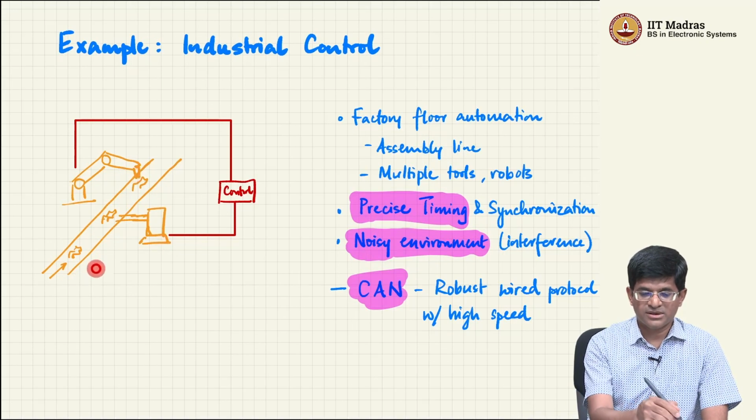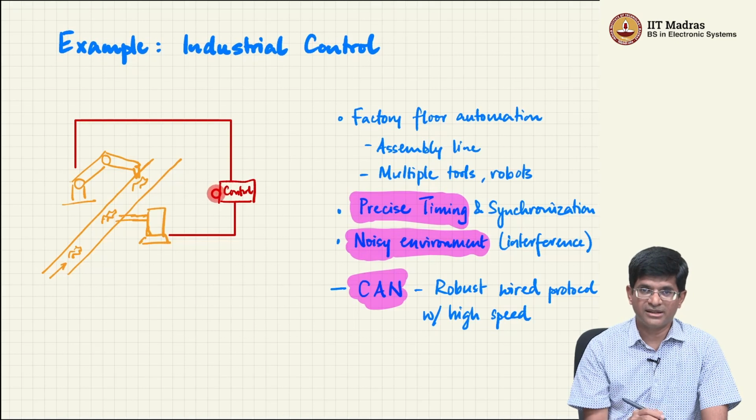Now, these robots first of all need to be precisely timed. The conveyor belt needs to be running at a certain rate, and I want to make sure that the robot is exactly able to sense when the object is present in front of it, respond and finish its task before the object has moved past where it was supposed to work. So, this requires a fairly fine-grained level of control.